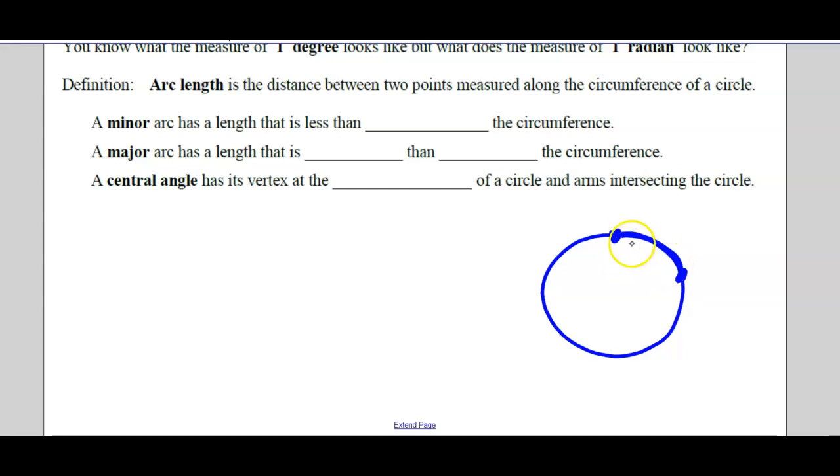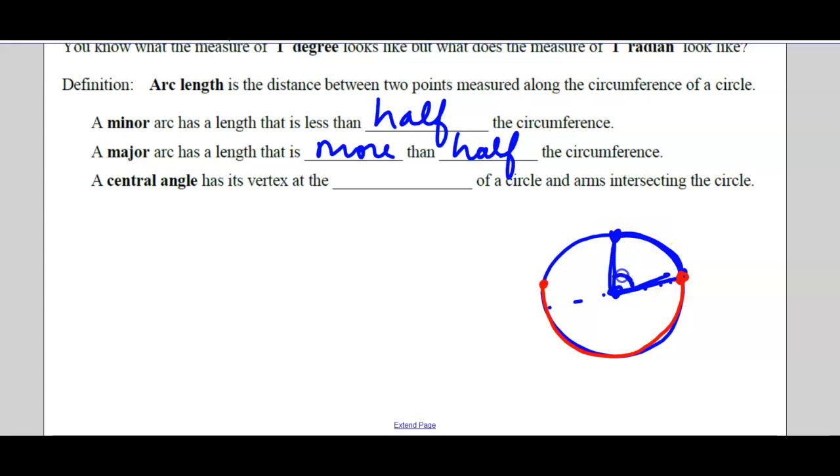A minor arc, so that would be an example of a minor arc, has a length that is less than half the circumference. If we go through the center here and draw the diameter, obviously that's less than half. A major arc would be, say, from here all the way around to here. That would be a major arc. It has a length that is more than half the circumference. And the central angle is where the vertex is at the center. So here, for that minor arc, this is the central angle. It's at the center of the circle. Central, center, that kind of makes sense.